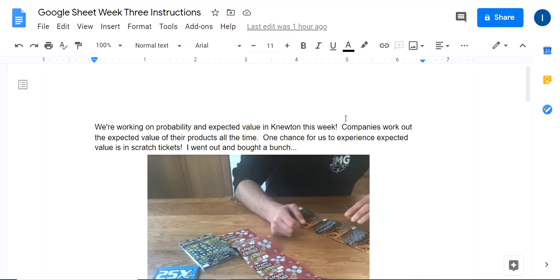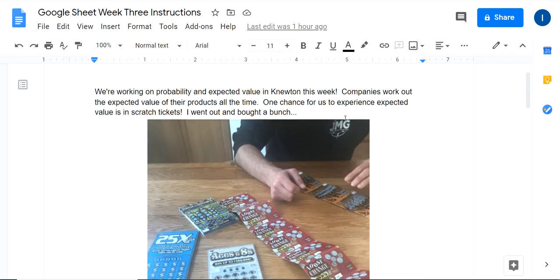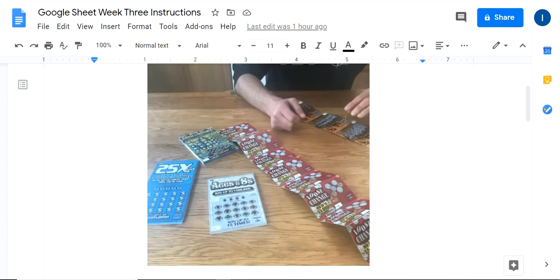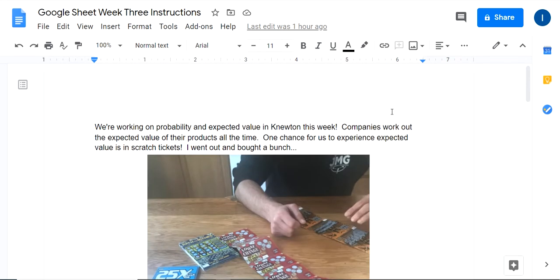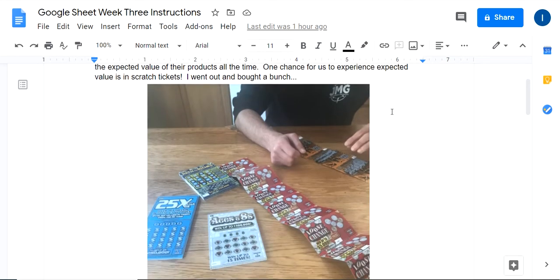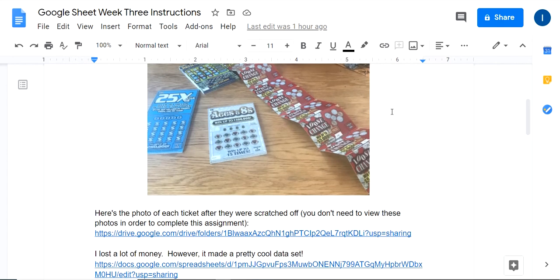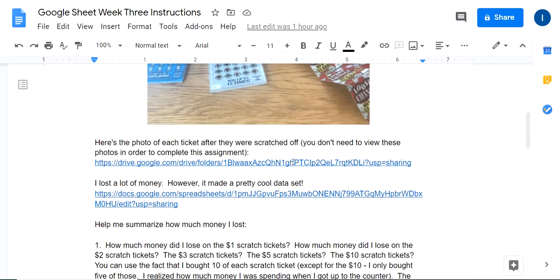Okay, for the Google Sheets instructions this week, I actually went out and bought a ton of scratch tickets. It took me probably way longer to make this data set than it'll take for you to analyze it, but if you get stuck, if you're not sure what I'm asking for, as always, let me know, okay? So I went out and bought a bunch of scratch tickets.